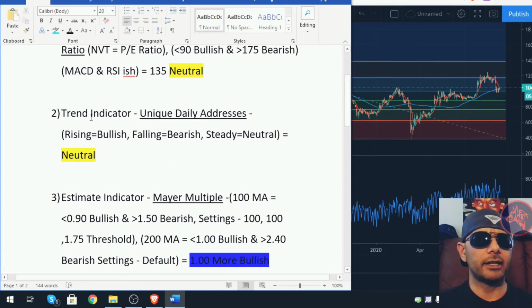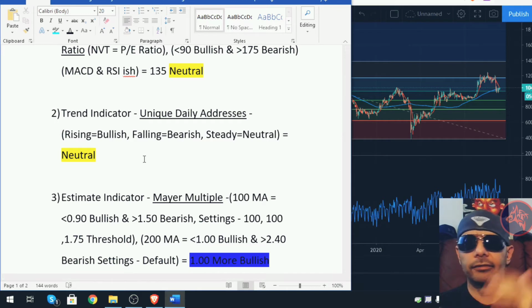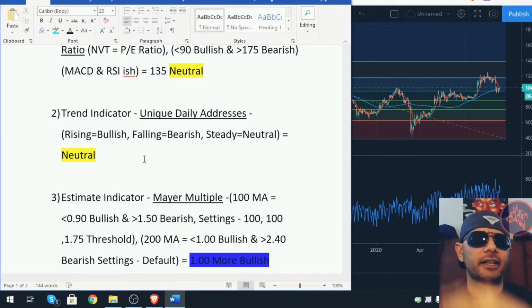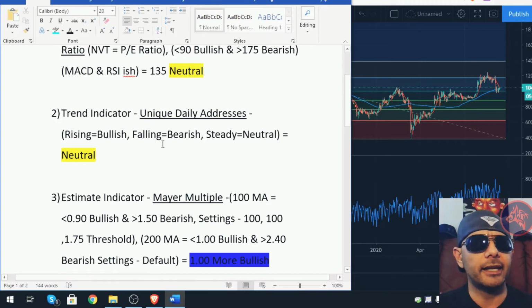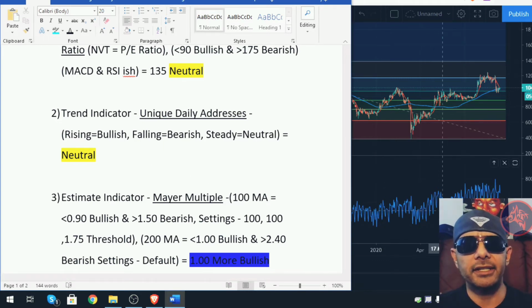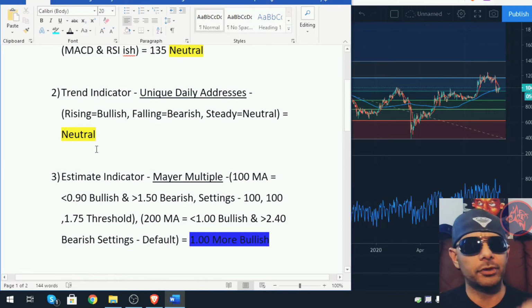You've got to look at it that way, because these are trend indicators. We're looking for points of huge changes. As an investor, you're not looking for small changes, you're looking for things where all of a sudden, boom, it pops up. So that's your unique daily addresses. It's very easy to consider which way it's going from the bottom here. If you want to draw a trend line, you can get more of a picture of what's going on here.